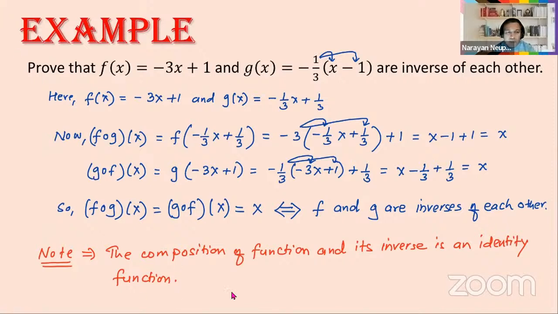In this one, we used that property to prove that f of x and g of x are inverses of each other, because when you find their composition, f of g of x and g of f of x, both are identity functions. Whatever the input is, we have the same output, meaning that's an identity function. So f of g of x and g of f of x both are equal to x, and that is true if and only if f and g are inverses of each other. So we concluded that the functions are inverses of each other. Okay, that's our first example.